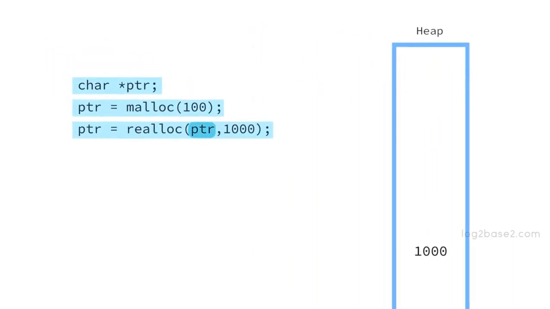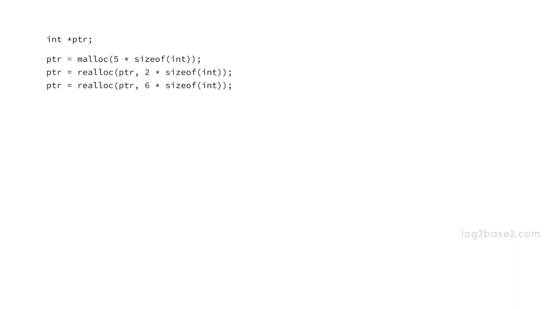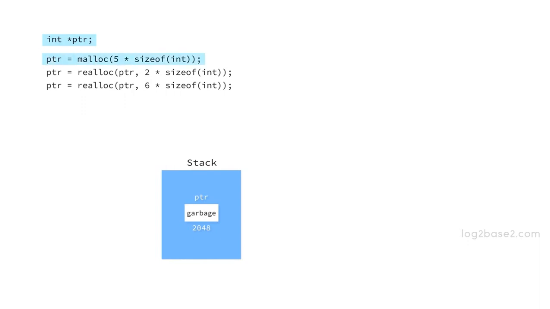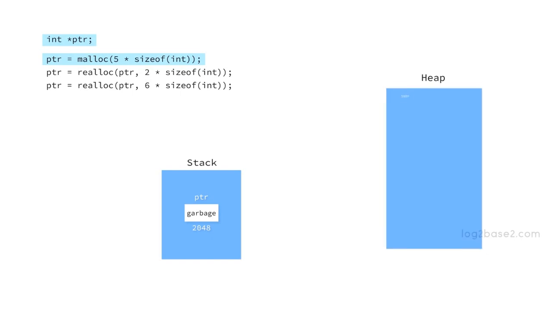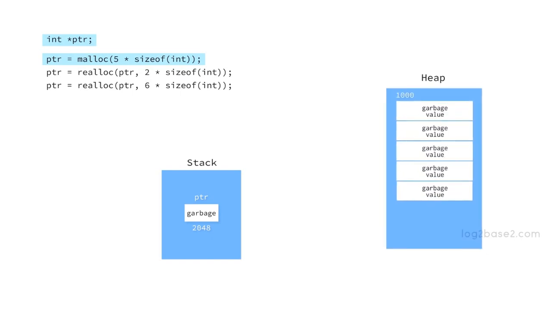So consider another sample code. First, we are declaring an integer pointer PTR and it is created in stack at address 2048. Now we are using the malloc function, and recall what was the argument of the malloc function. It is the size of memory needed to be allocated. So we have 5 into size of int, that is 5 into 4, that is 20 bytes. So 5 blocks of 4 bytes each are allocated in heap and the base address is stored in PTR.